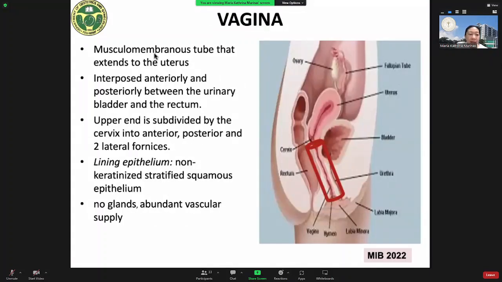The vagina is a musculomembranous tube that extends to the uterus. It is interposed anteriorly and posteriorly between the urinary bladder and the rectum. The upper end is subdivided by the cervix into its fornices. The lining epithelium of the vagina is a non-keratinized stratified squamous epithelium. There are no glands along the vagina, but there is abundant vascular supply.